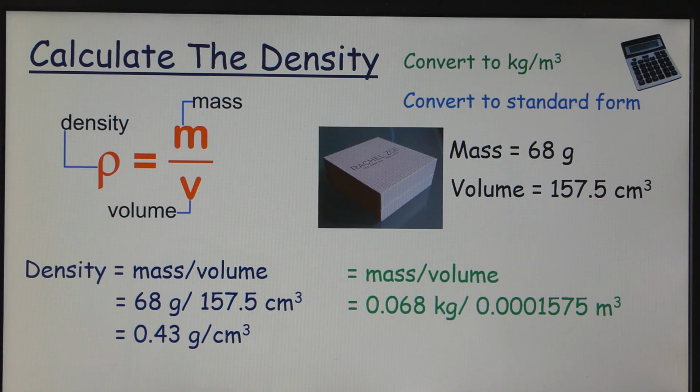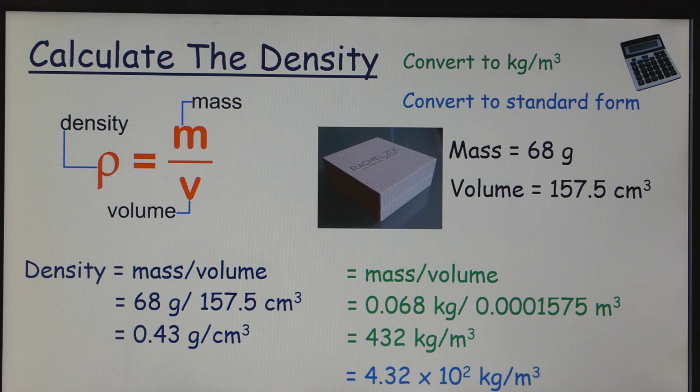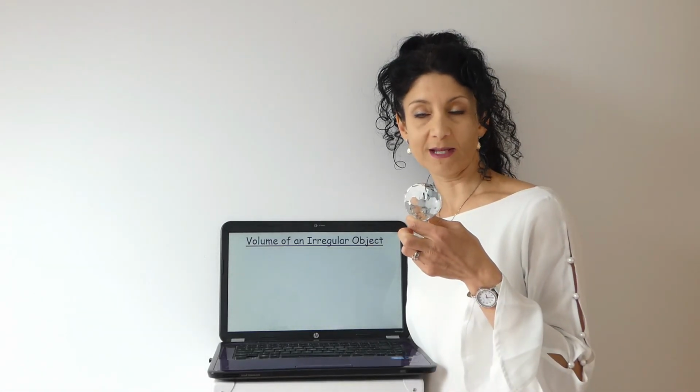And to change 157.5 centimetre cubed into metres cubed, we need to divide it by 100 and then 100 again and 100 again. So you move the decimal point back 6 places. This will give you the answer 432 kilograms per metre cubed. For the final challenge, convert into standard form, you should have got this answer. 4.32, because this is a number between 1 and 10, and then you multiply this by 10 to the power 2.